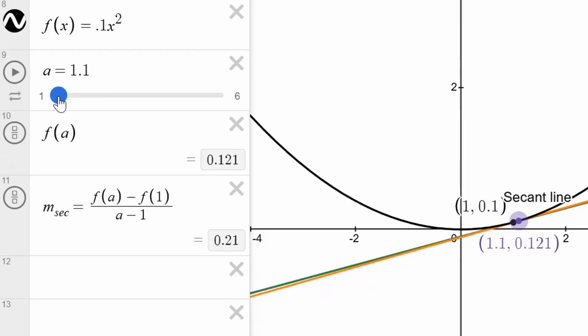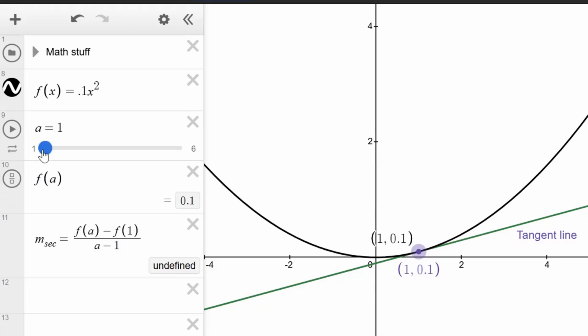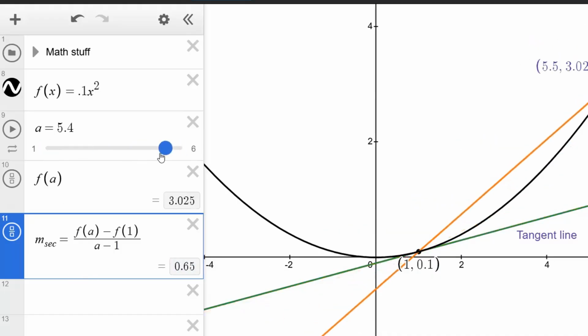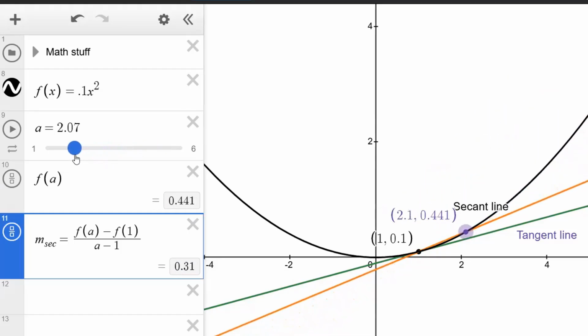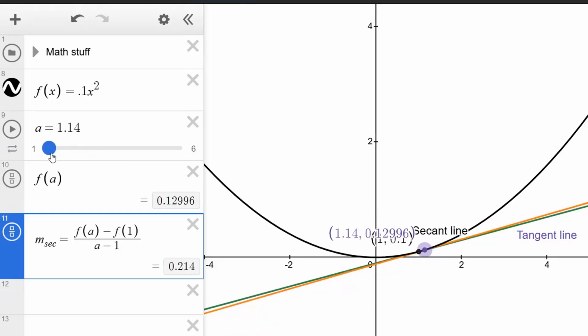Now I can only get so close, or they'll be right on top of each other, and it would be undefined because you need 2 points to get slope. As I let a get closer and closer to 1, the slope of the secant line is going to get closer and closer to the slope of the tangent line. So it looks like as a approaches 1 here, if we watch the slope number, it looks like it's getting closer and closer to 0.2. So my guess would be that the slope of the tangent line is 0.2.